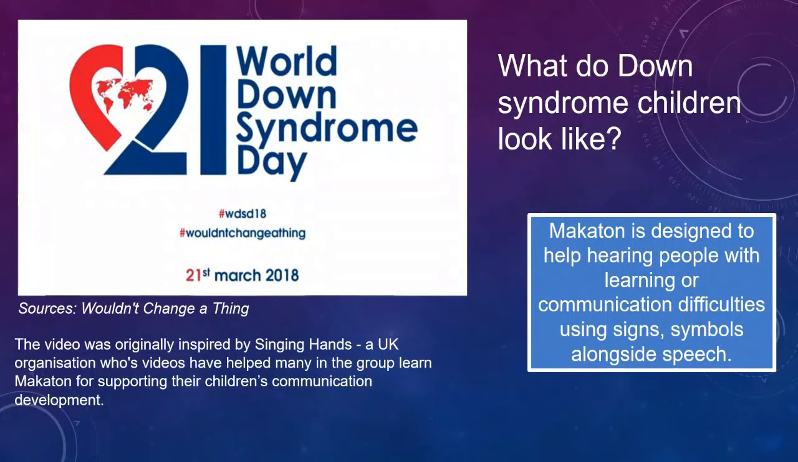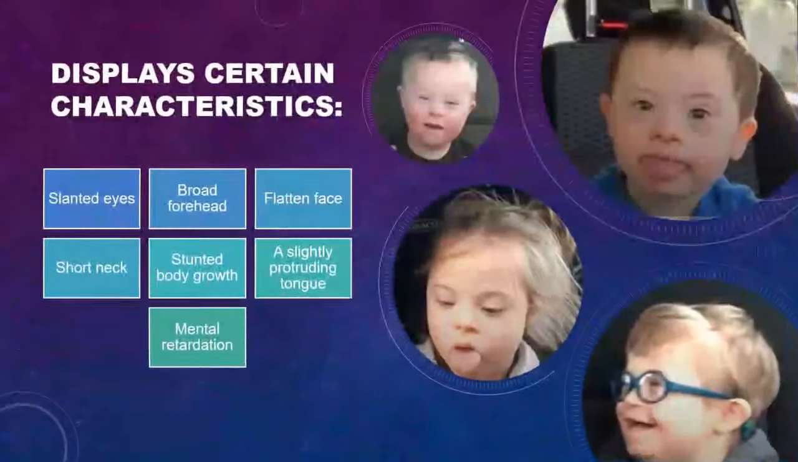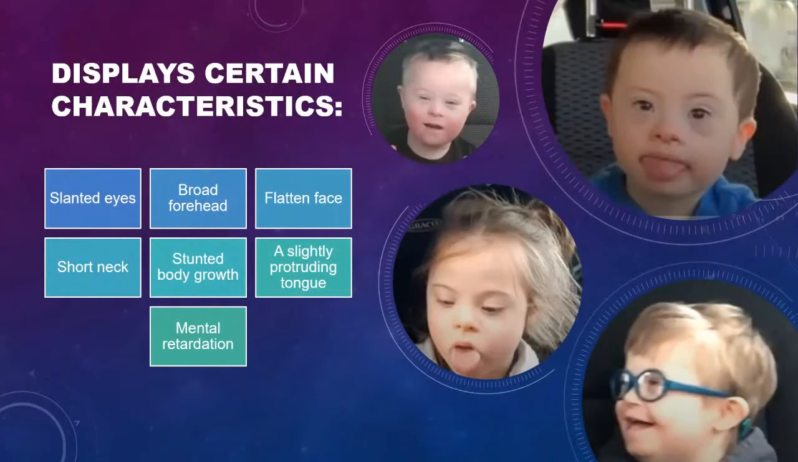What do Down syndrome children look like? Although not all children with Down syndrome have the same features, some common features include slanted eyes, broad forehead, flattened face, short neck, stunted body growth, a slightly protruding tongue, mental retardation.